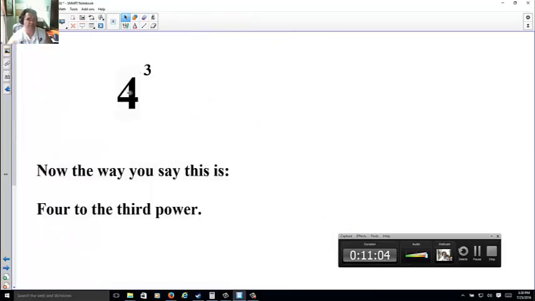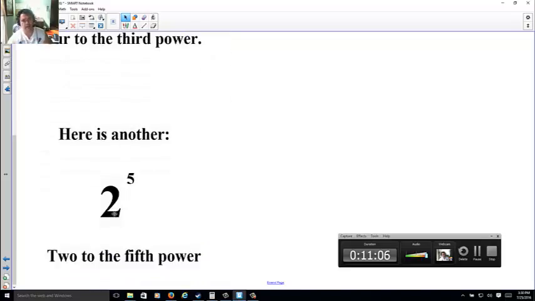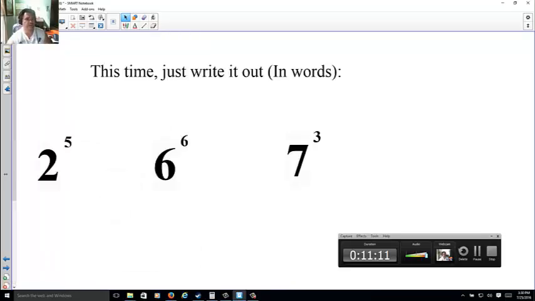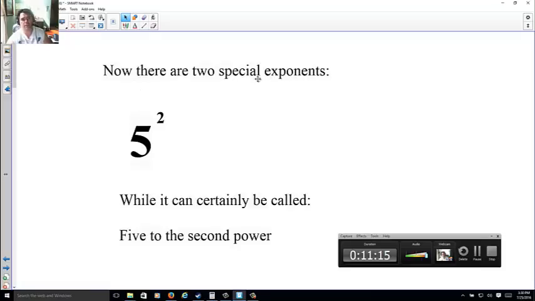Now, you'd say this as 4 to the 3rd power. And this would be 2 to the 5th power. The thing in the corner is what's to the power. This time, just write out in words. Nah, skip that. 2 special exponents.